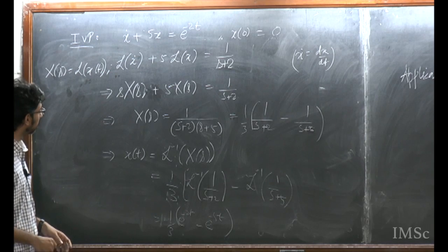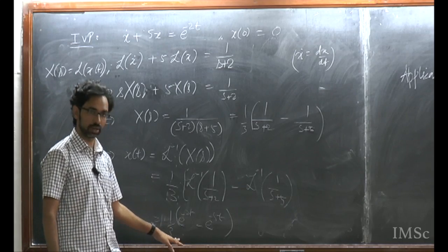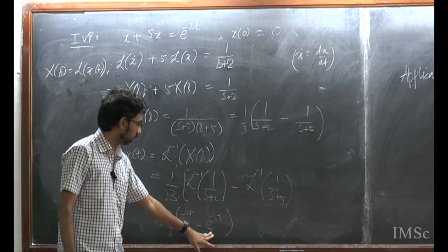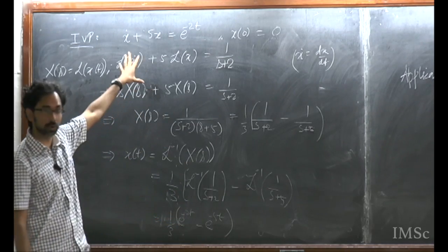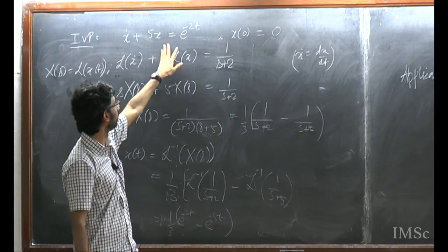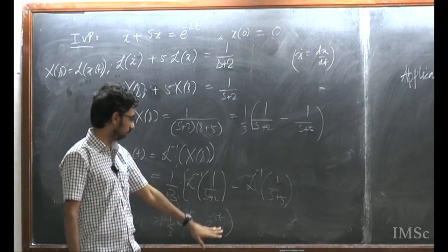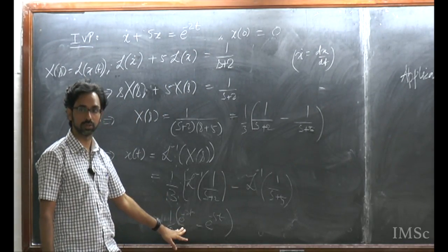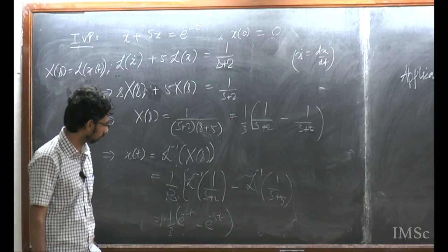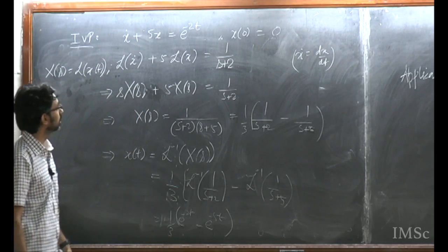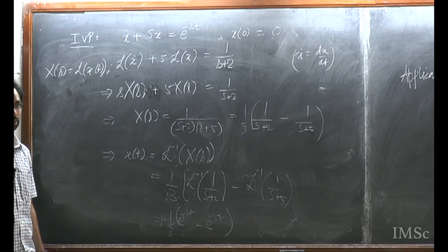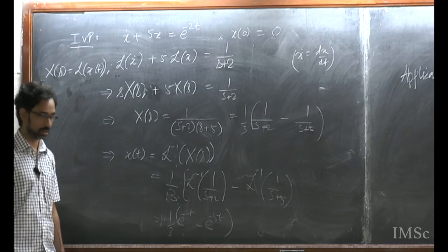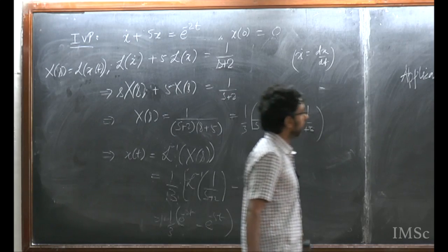So here, if you look at it carefully, you will see that this part is the solution to the homogeneous problem when x dot plus 5x is 0, and this is a particular solution to this. Okay? So someone was asking whether you get a particular solution or a general solution. So in it you get a general solution. Okay.